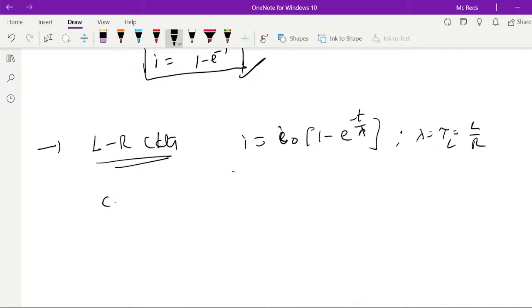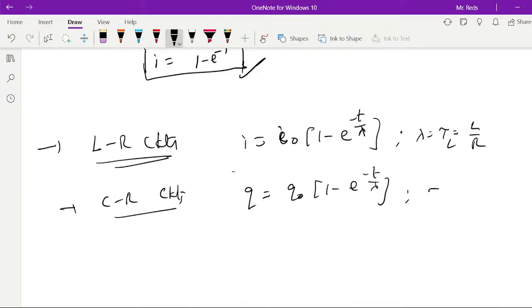Whereas in case of CR circuits, instead of current, we come across charge. Q is equal to Q naught, the maximum charge, into 1 minus e power minus t by lambda. But here the time constant is the capacitive time constant, which is equal to CR. Instead of L by R, here we will get CR. When lambda is equal to CR, the same conditions will apply.